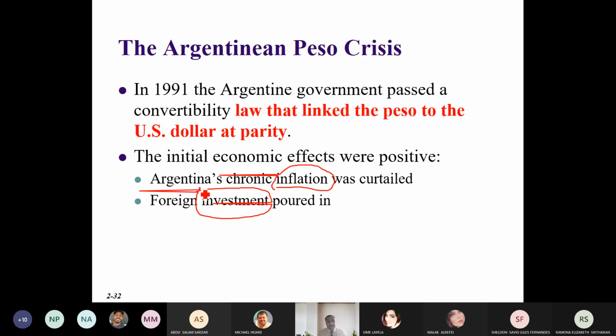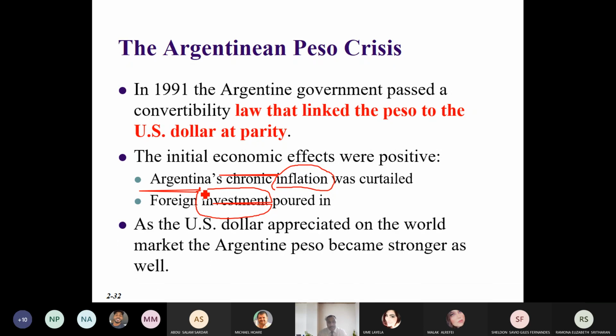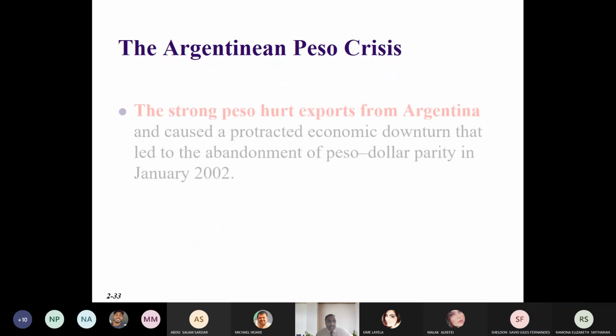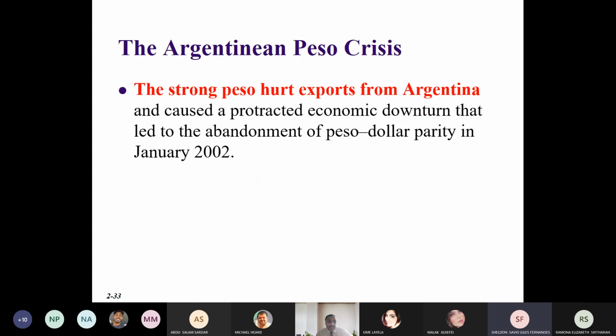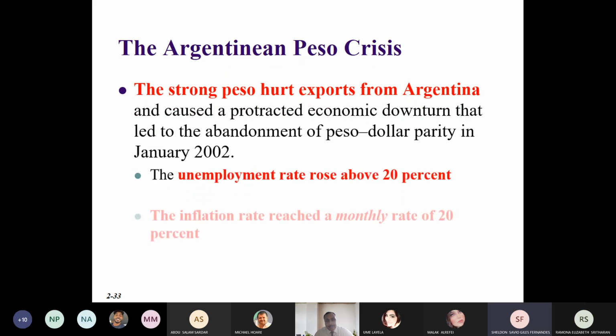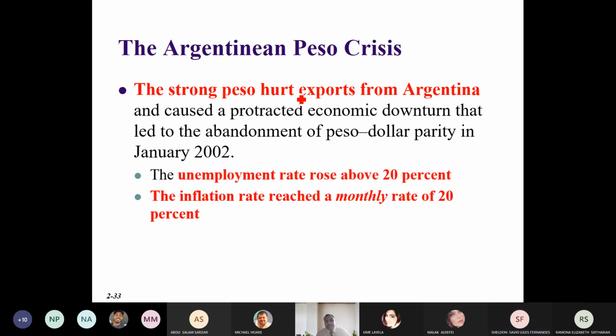But of course, it has some negative impact on the economy as well. Why will it have a negative impact? When the dollar appreciates, the peso also appreciates, right? The peso will become strong. But when the peso becomes too strong, what impact can it have on the economy? Do you think it can have a negative impact as well? The exports would get less. Yeah. The exports will be affected because of the reason we discussed before.